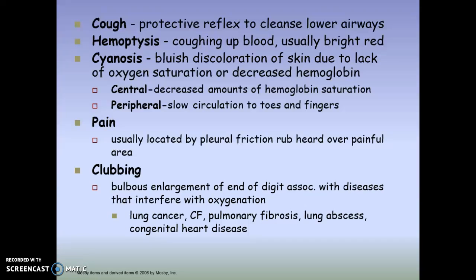All right, then some other ones for objective one. Cough is a protective reflex to cleanse the lower airways. So just what I did now, sort of: getting rid of material out of the airways, at least trying to. It actually helps clear material, clears any garbage that may be trying to get down into your lungs.